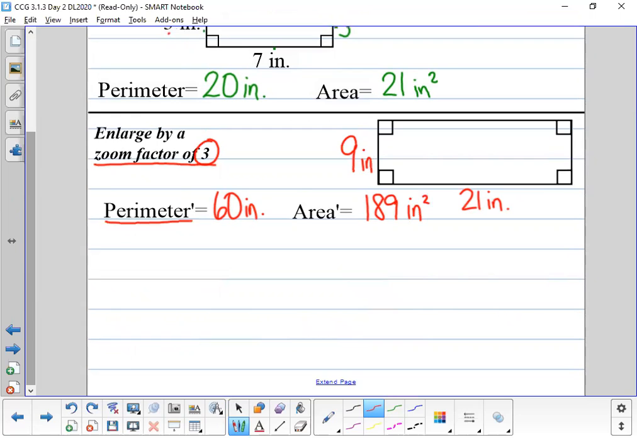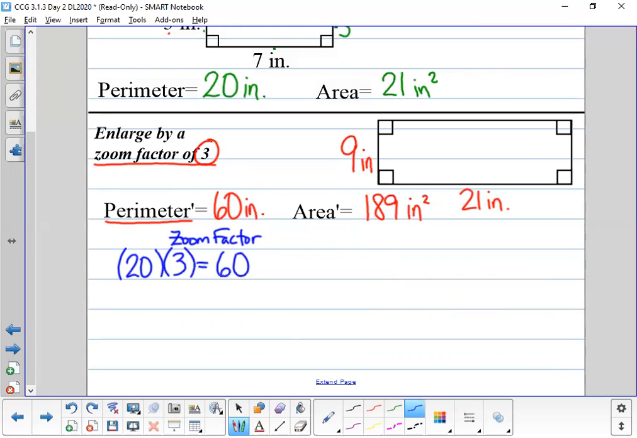Okay, so now the question is, what is going on with my zoom factor when I compare my perimeters, and when I compare my areas? So if I compare my perimeters, my original perimeter was 20, and then my new perimeter was 60. So I multiplied that by 3. 20 times 3 gives me 60. And 3 just so happens to be my zoom factor. So that makes sense. The perimeter is being multiplied by my zoom factor to get my new perimeter.